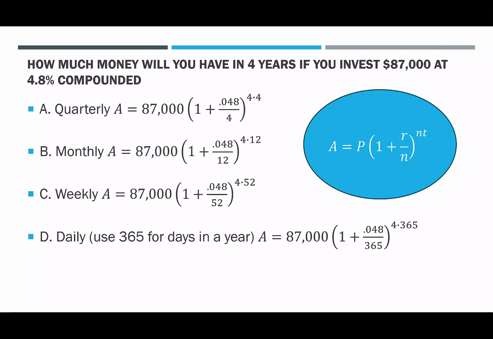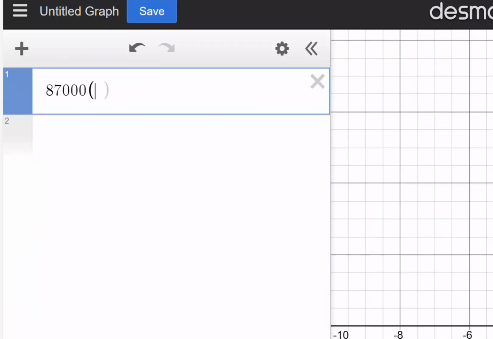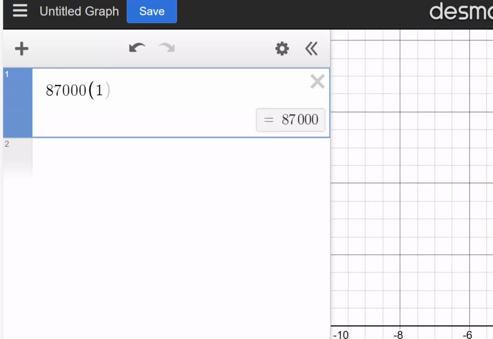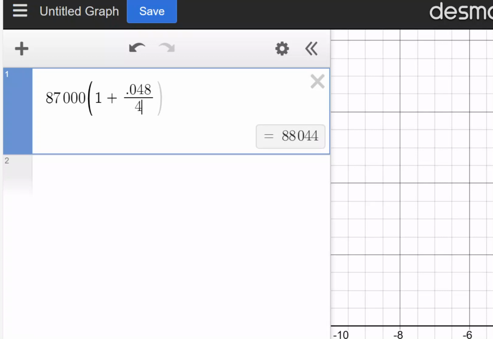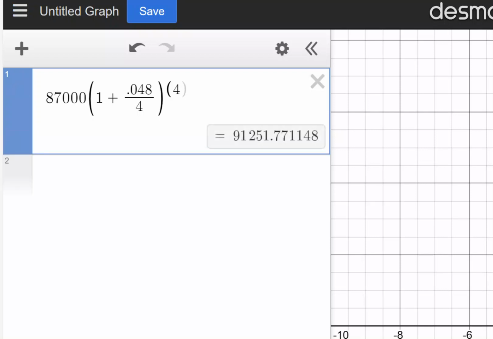In each of the cases, you'll see the major difference is dividing the interest rate by the number of compoundings and then using the number of compoundings in the exponent as well. Let's take a quick look at putting this in a calculator. So I type in 87,000. Make sure you use the parenthesis 1 plus 0.048 divided by 4. Go outside of the fraction to close the parenthesis. Then I use my exponent. You may need to put parentheses around the 4 times 4 to make sure that both of those numbers stay in the exponent.